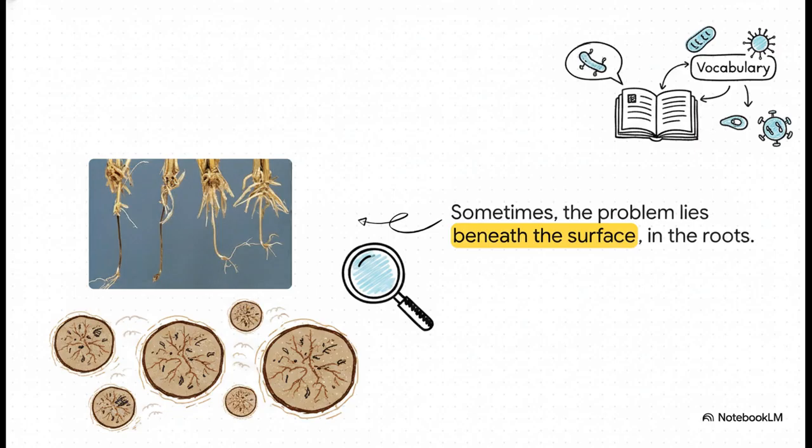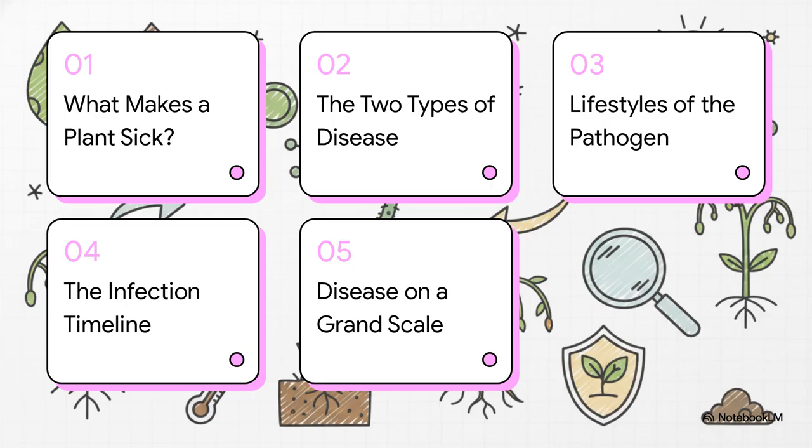And to really get what's happening with this plant or any sick plant, we need to speak the same language. We need a specific vocabulary. And that's what we're going to build today. So here's the plan. We'll start with what a disease even is. Then we'll look at the two main types. We'll meet the attackers, the pathogens, and we'll walk through the timeline of an infection. And finally, we'll zoom out and see how these diseases play out on a massive scale.